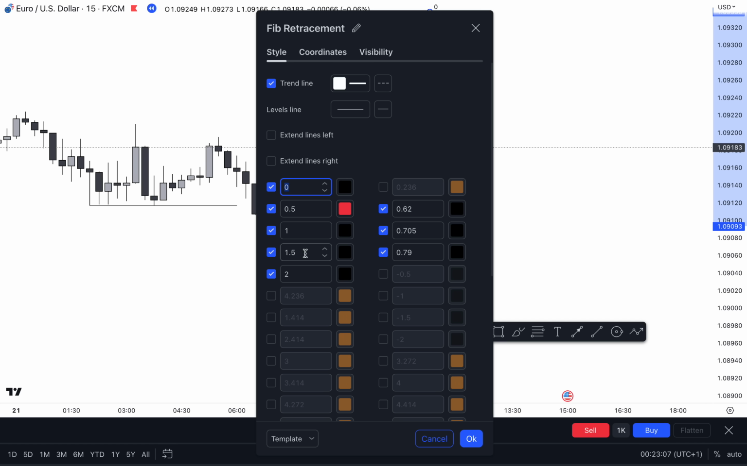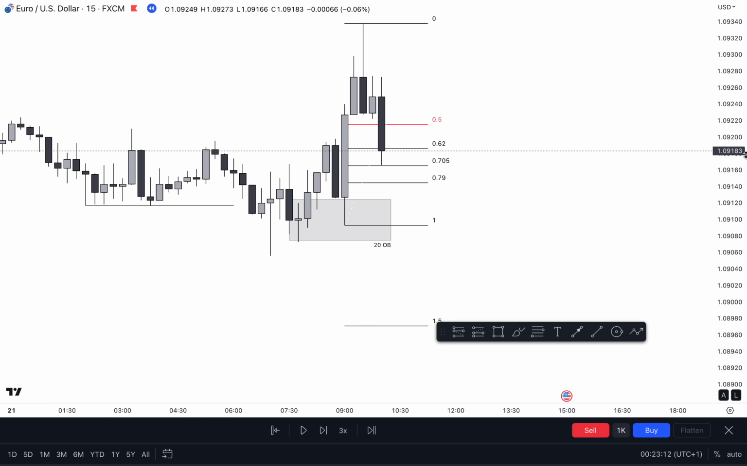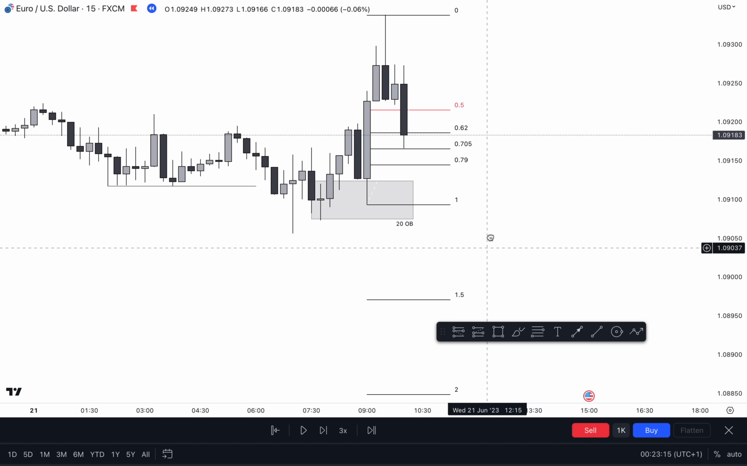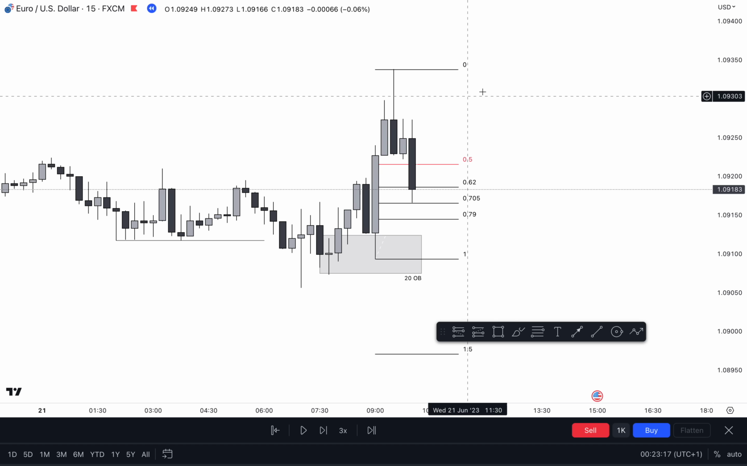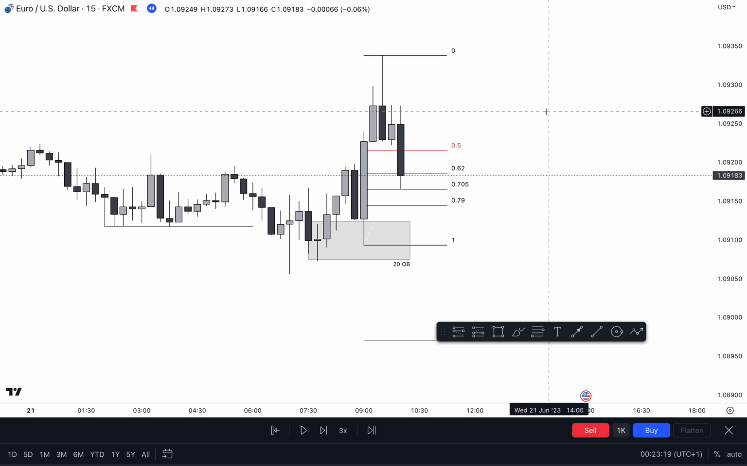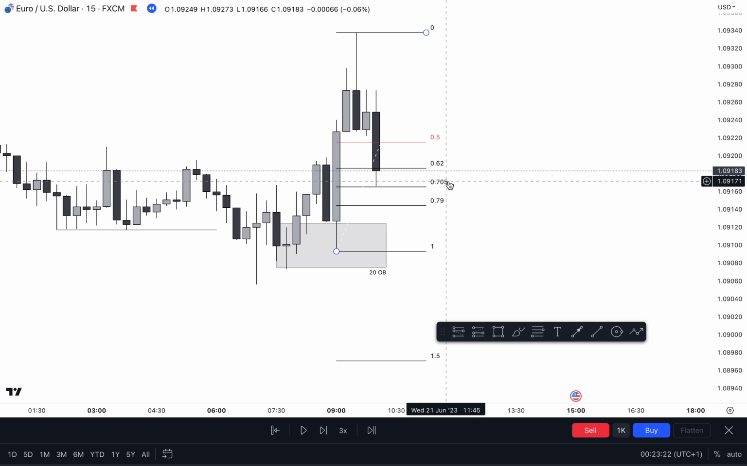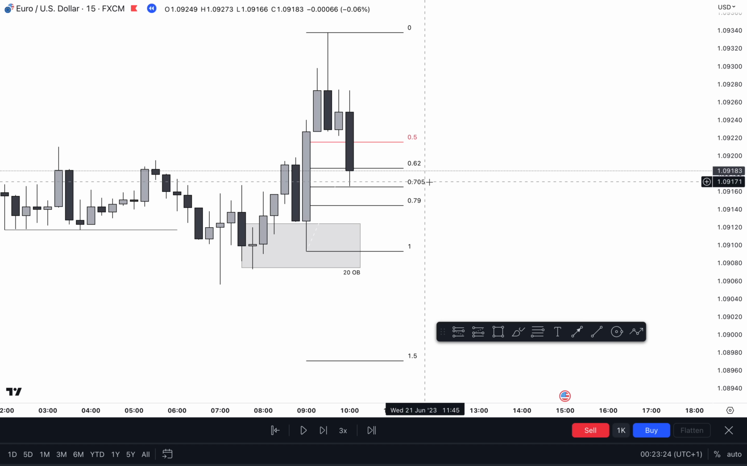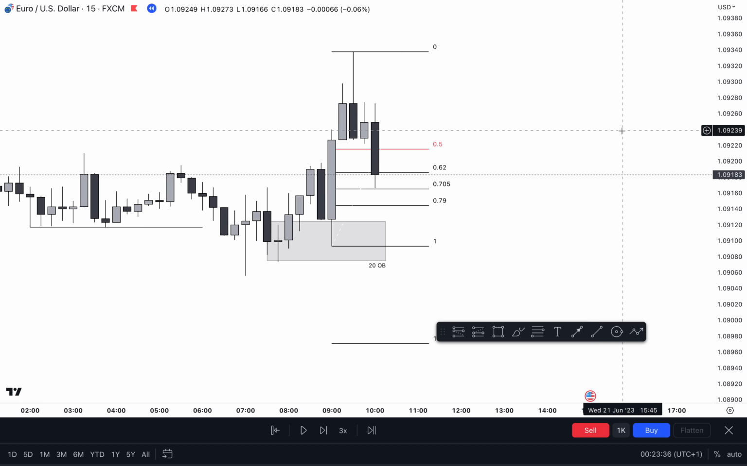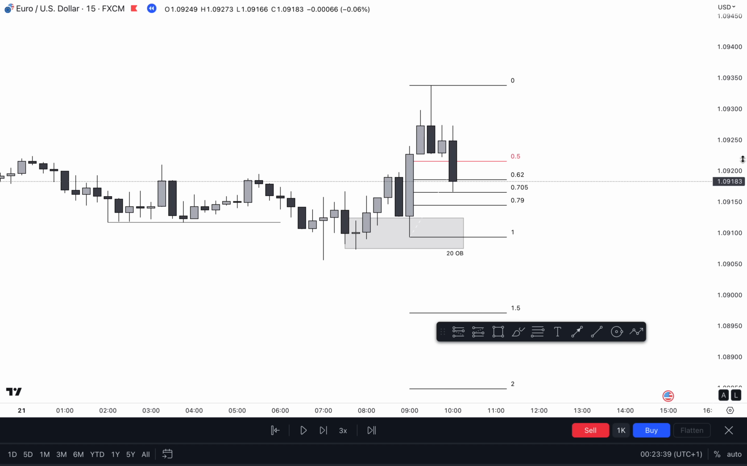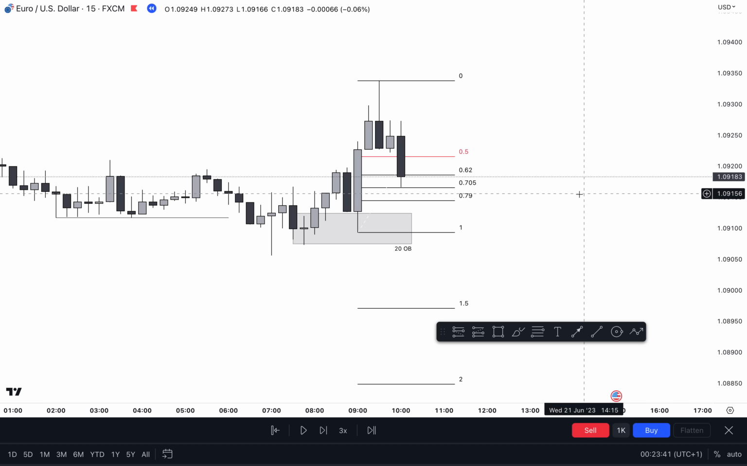And I have projected out 1.5 too, just so if I want to project for something further, obviously I would have to flip it so I can project for something on the buy side here, but that is pretty much how you would use it. So your 0.705 is considered your optimal trade entry, and so is 0.79. So anywhere between this and this is your optimal trade entry if you consider and use ICT concepts. But that's pretty much it on how you use the fib.